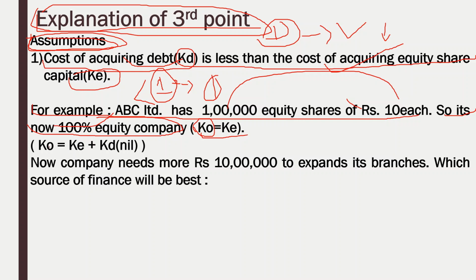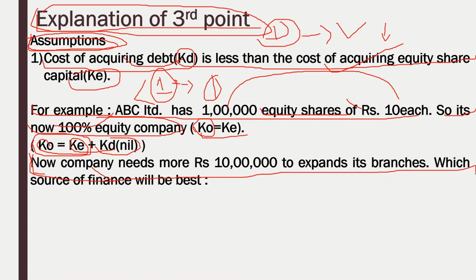Why? Because our overall cost of capital is the sum of the cost of equity plus the cost of debt. As we know that our cost of debt is nil here, as we only have equity share capital, our overall cost of capital would be equal to our cost of equity. Now suppose that the company needs 10 lakh rupees more to expand its branches.